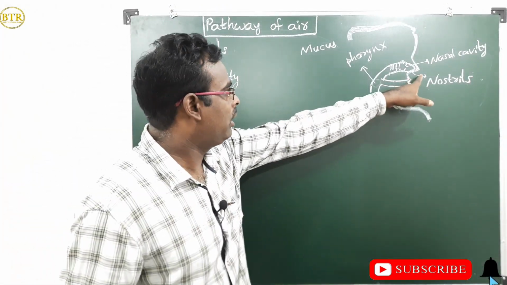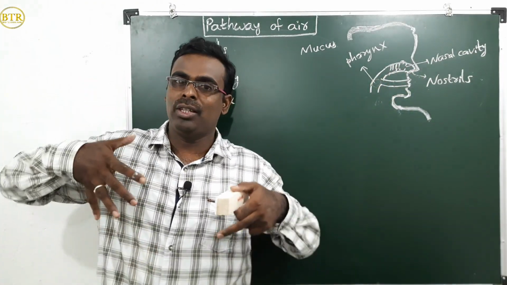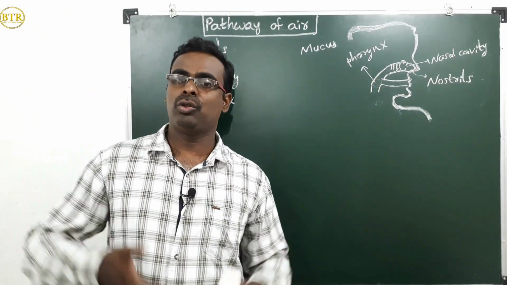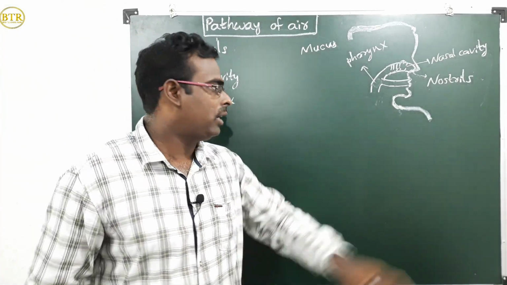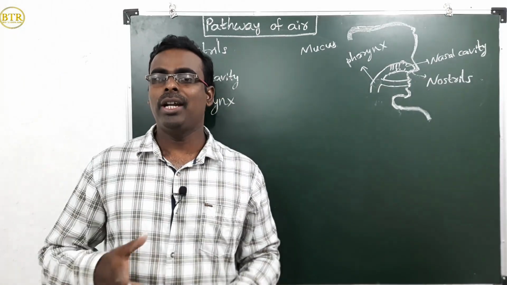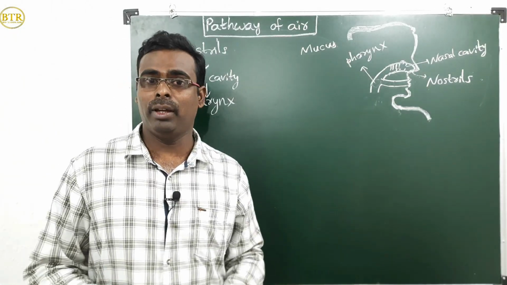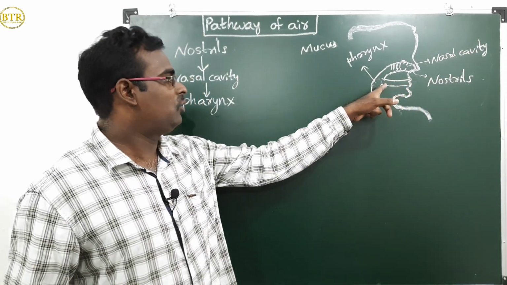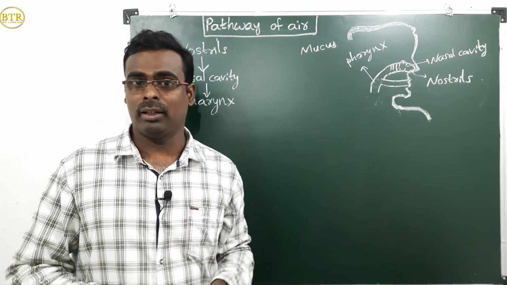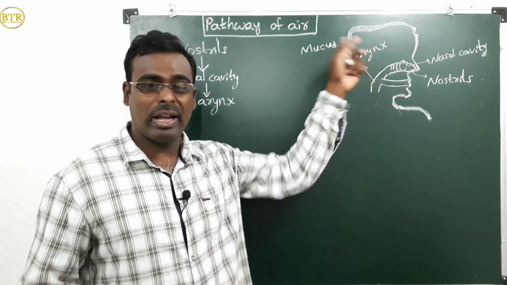When we take air into our body, that air finally has to reach the lungs. And when we take food, that should go to the stomach. So that is how it should happen. But sometimes there may be chances that when we take food, the food enters the lungs. So who will control this passage of food and air?